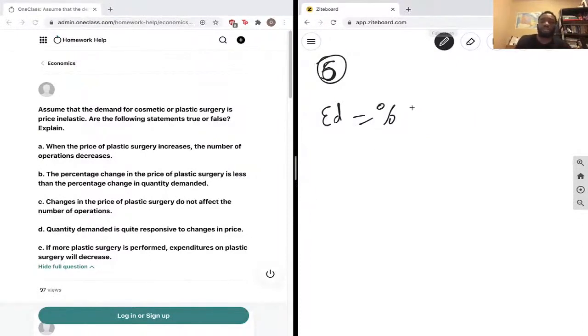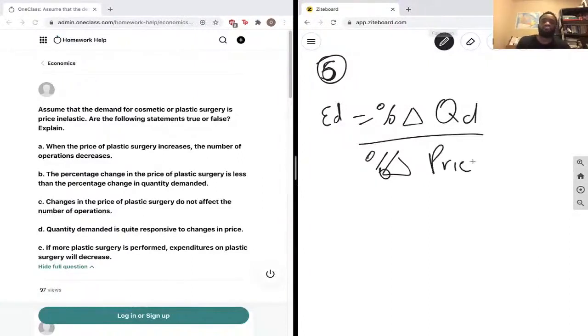But we know elasticity of demand is equal to percent change in quantity demanded over percent change in price. When elasticity of demand is greater than 1, the good is elastic, which means that quantity demanded increases more due to a 1 unit change in price. So quantity demanded increases by more than 1.